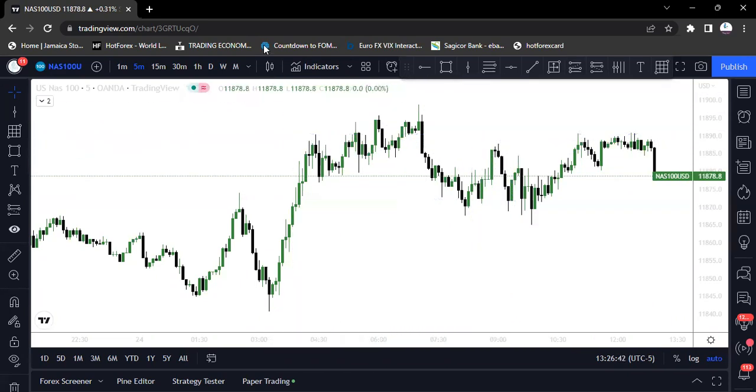Market structure shift is important. You need a clear definition for what defines your market structure shift. Start with there.